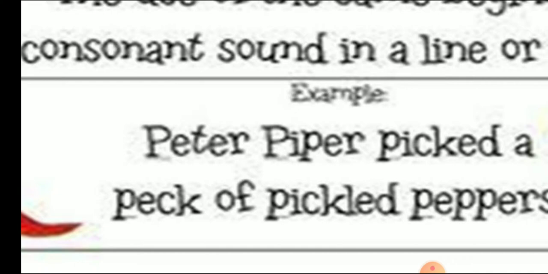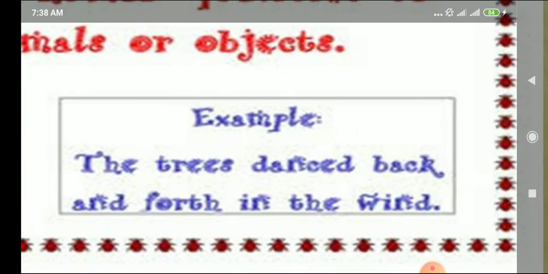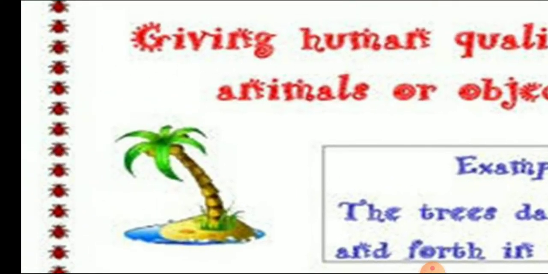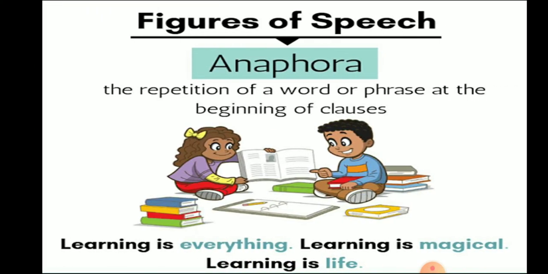Here the P sound is alliterated. So what figure of speech is employed here? Alliteration. Personification: giving human qualities to animals or objects. Look at the object here. The tree danced back and forth in the wind. So, who will dance? Only the human will dance. But here, this character is attributed to the plants, the trees. So the figure of speech employed here is personification.